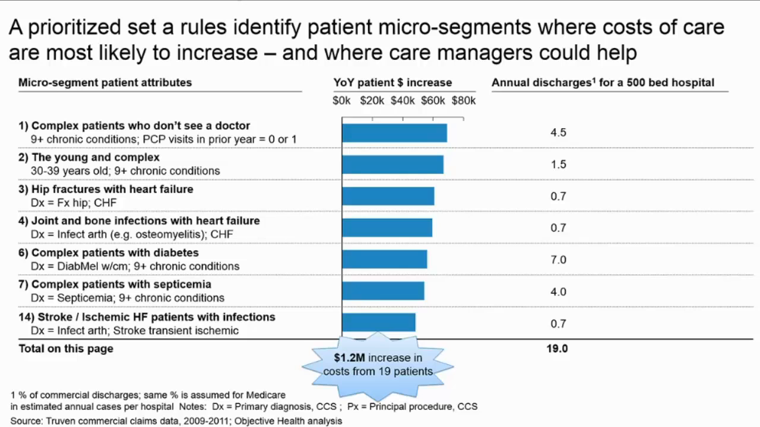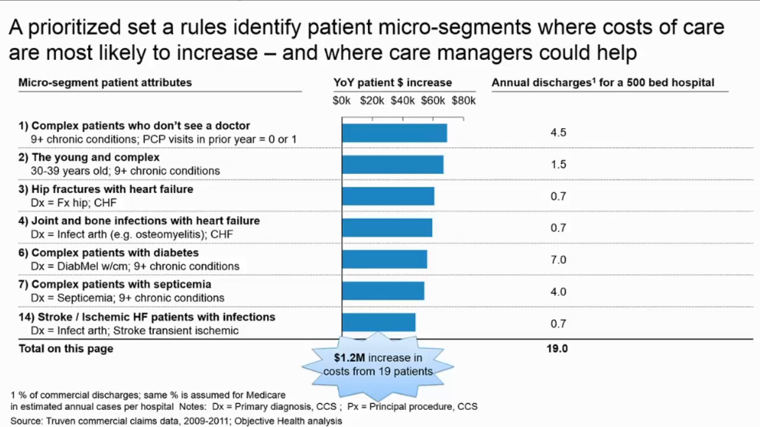The first point I want to make, the first thing that I hope pops out here, is that across these 7 microsegments, the year-on-year cost increase averages around $60,000. The guy at the top is a little bit more, and the bottom, but it averages around $60,000. And the size of the microsegments is this column on the far right. So for the first row, these complex patients who don't see a doctor, your average 500-bed hospital will see 4 to 5 of these patients every year.